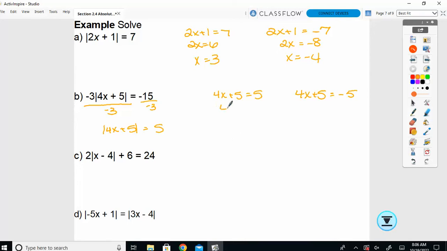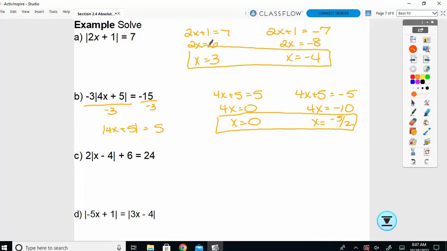So subtract over the 5, divide by 4, we get 0. Negative 5 halves, or negative 2.5. Again, you can check these just by plugging them back into the original.